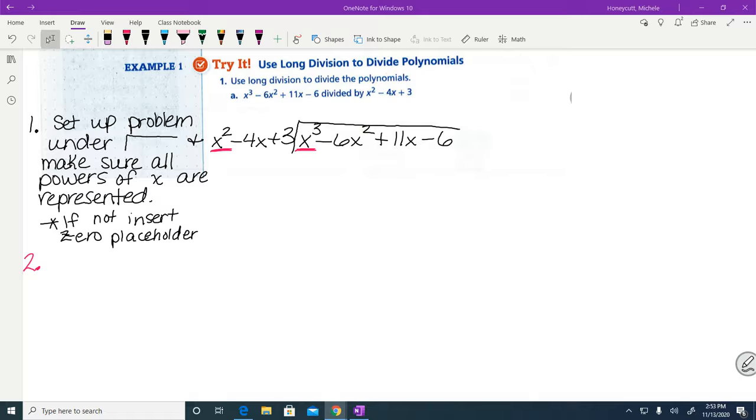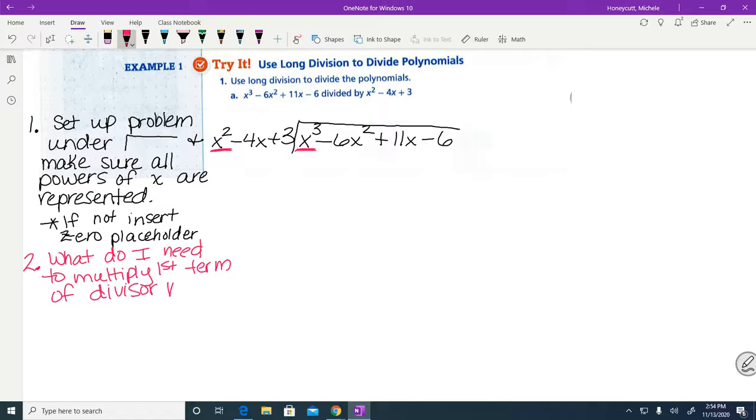So you have to think, what do I need to multiply the first term of the divisor by in order to equal the first term of the dividend?